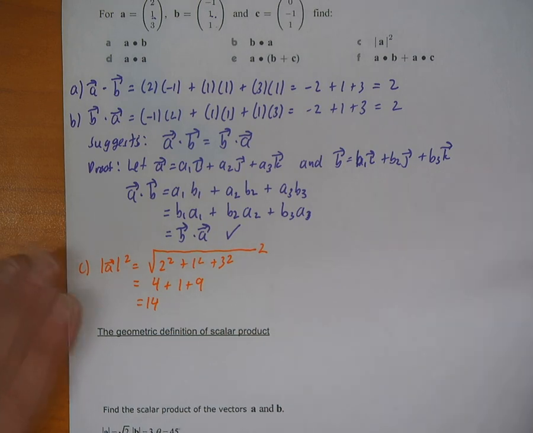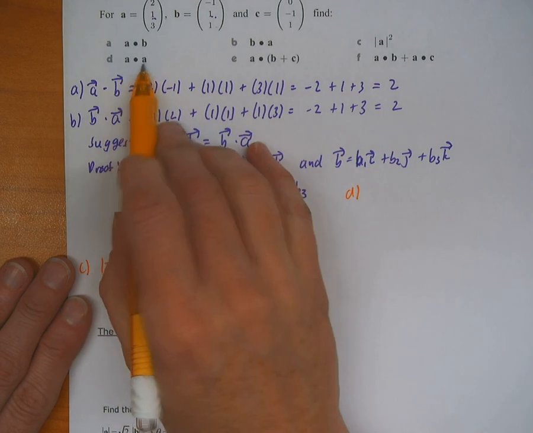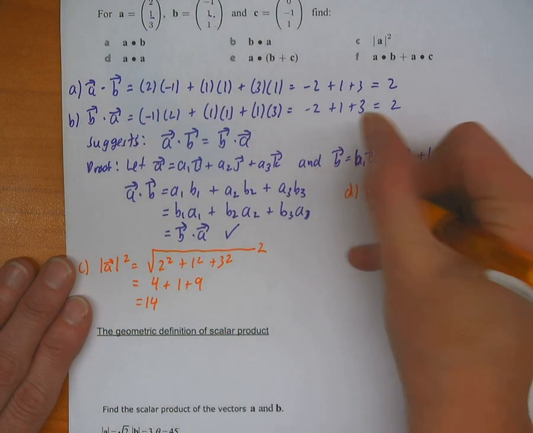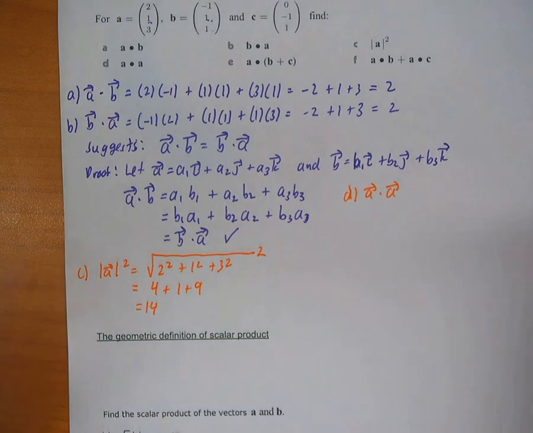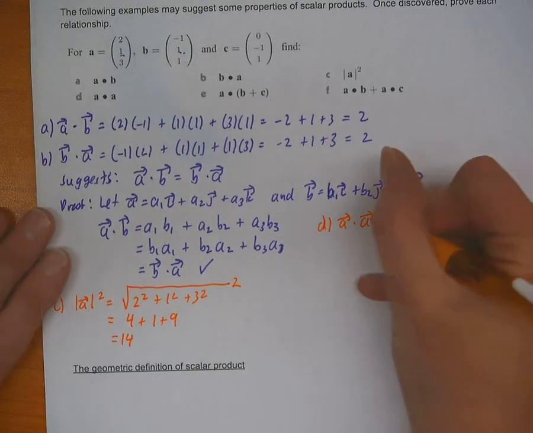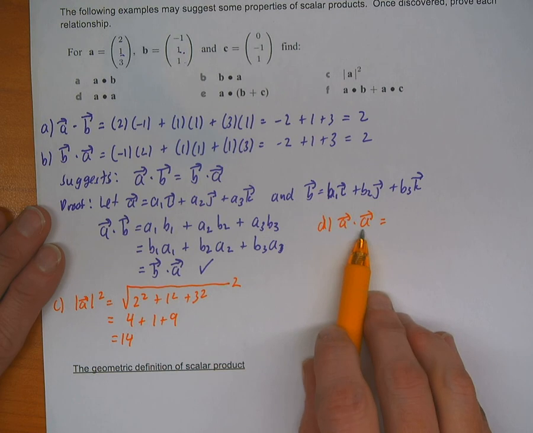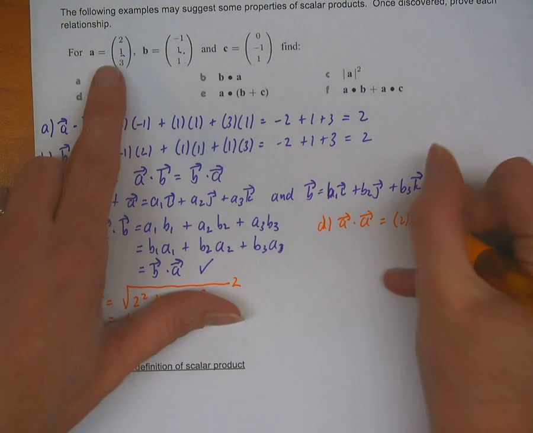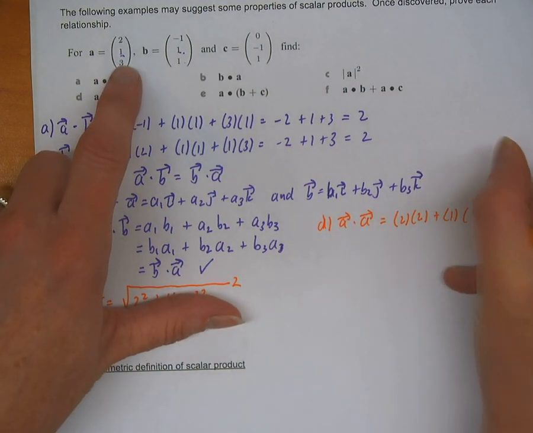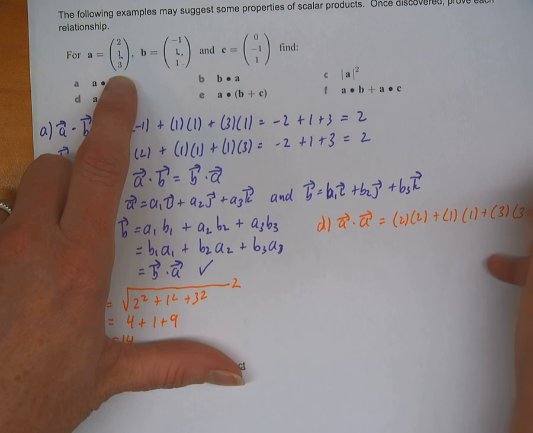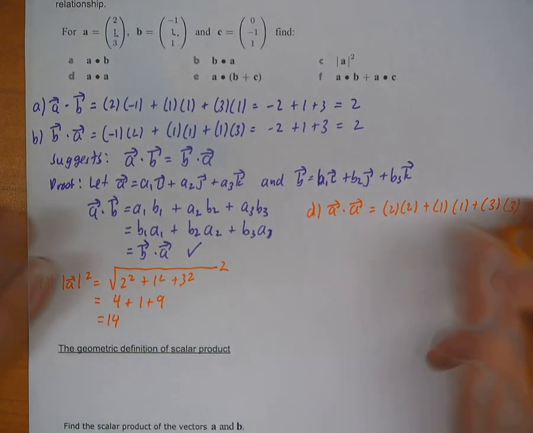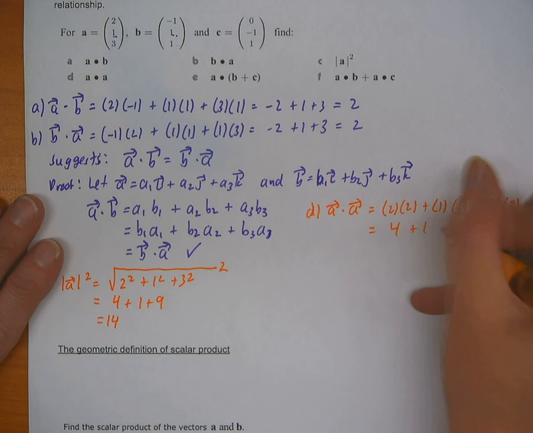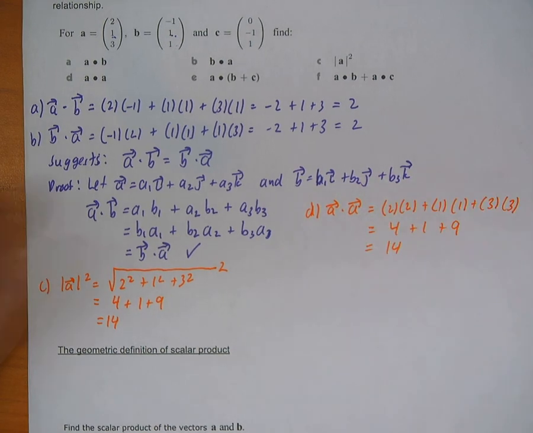Okay, well, for D, I'm asked to do A dot A, the scalar product of A and A. So yes, you can have a scalar product of something with itself. So this would just be A1 B1 plus A2 B2 plus A3 B3. So 2 times 2, 1 times 1, and 3 times 3. And if we add those together, we get 4 plus 1 plus 9, which equals 14.